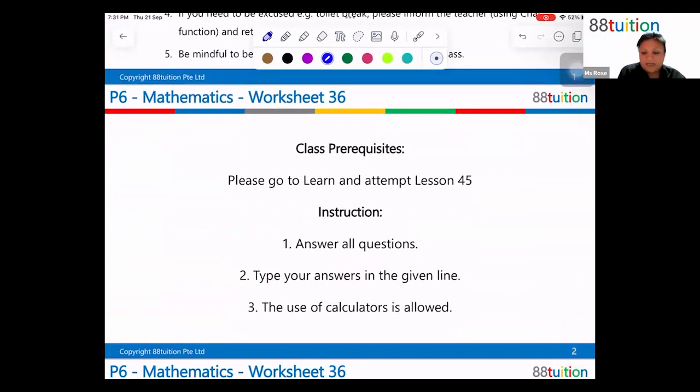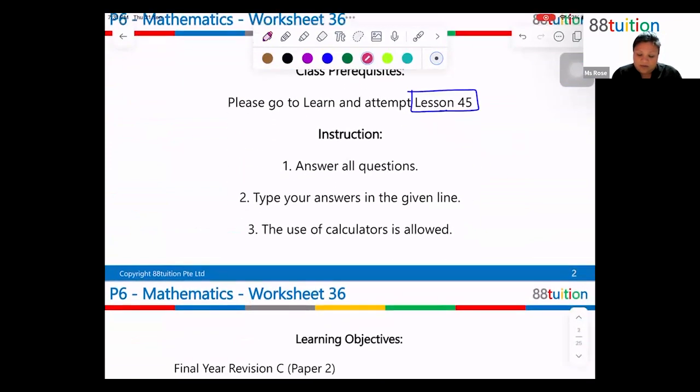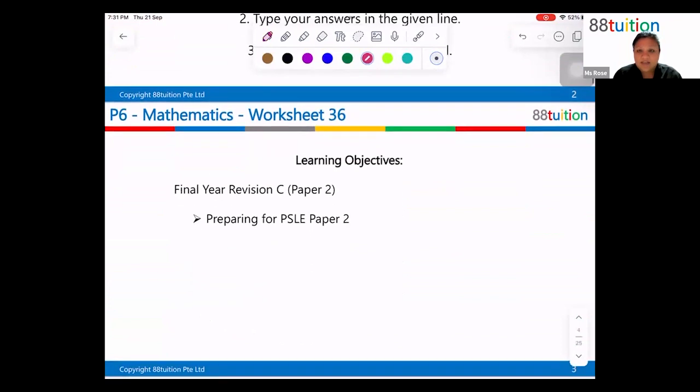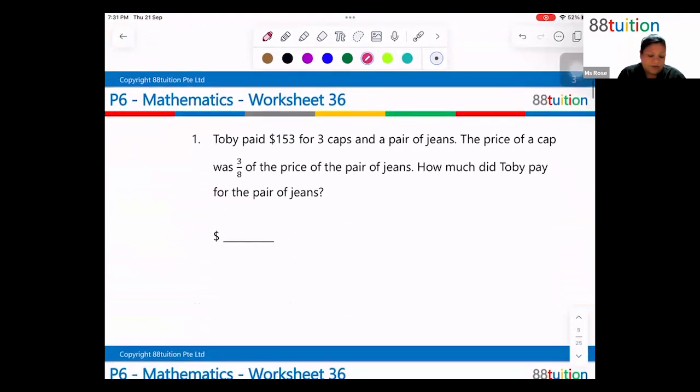Questions here. You can watch the video for lesson number 45. So all the questions here are paper 2 questions, so that means calculator is allowed. Okay, so calculator is allowed for today's session. Right, let's look at the first question.